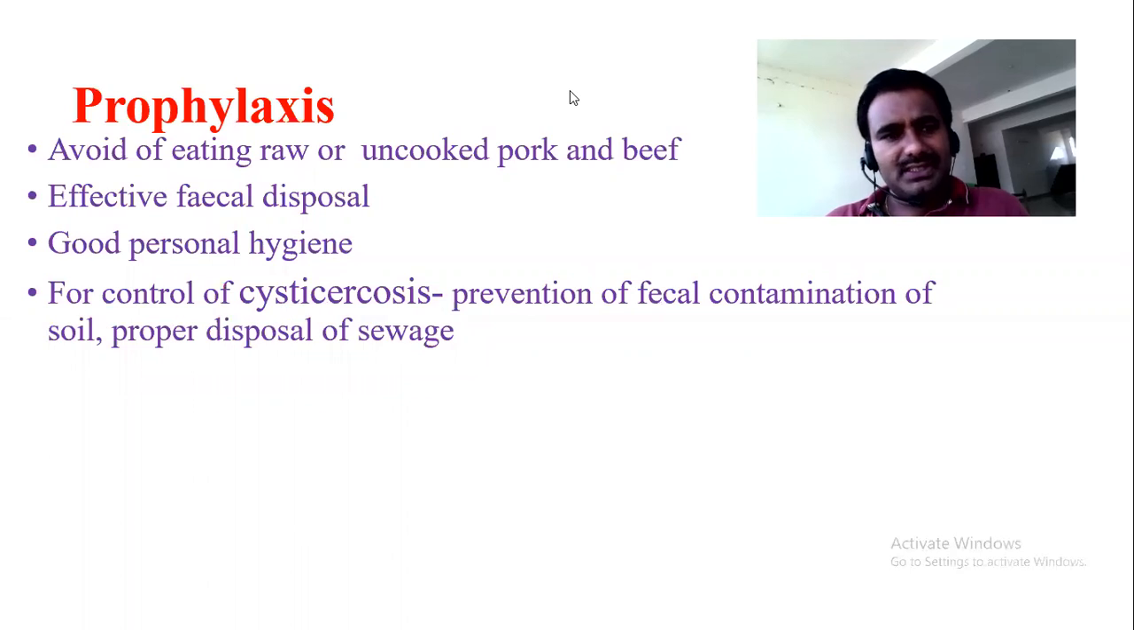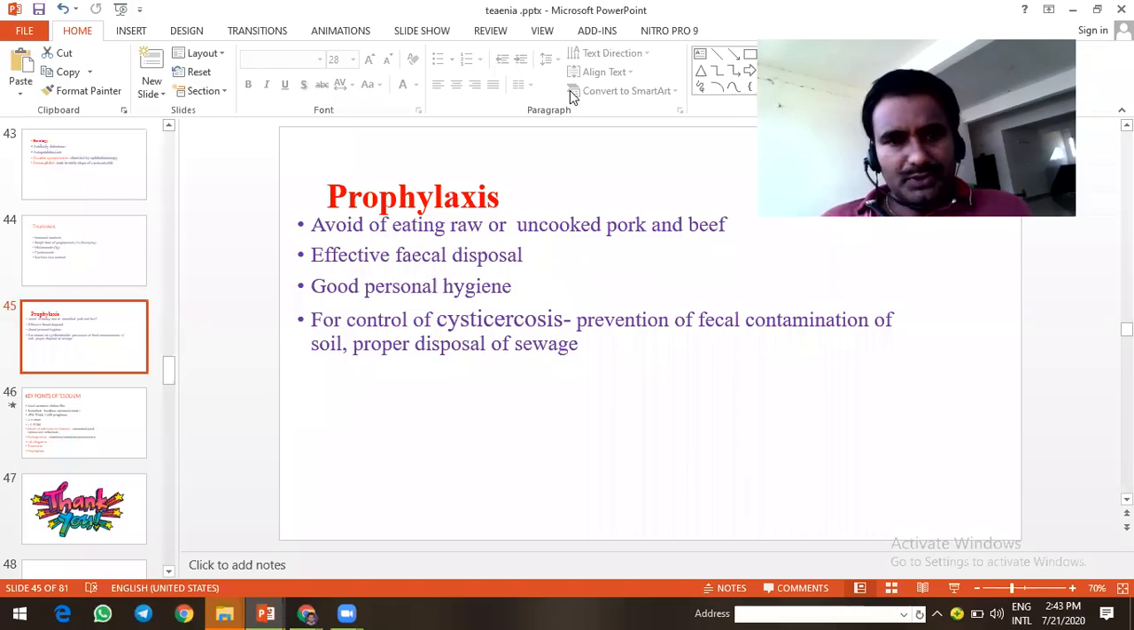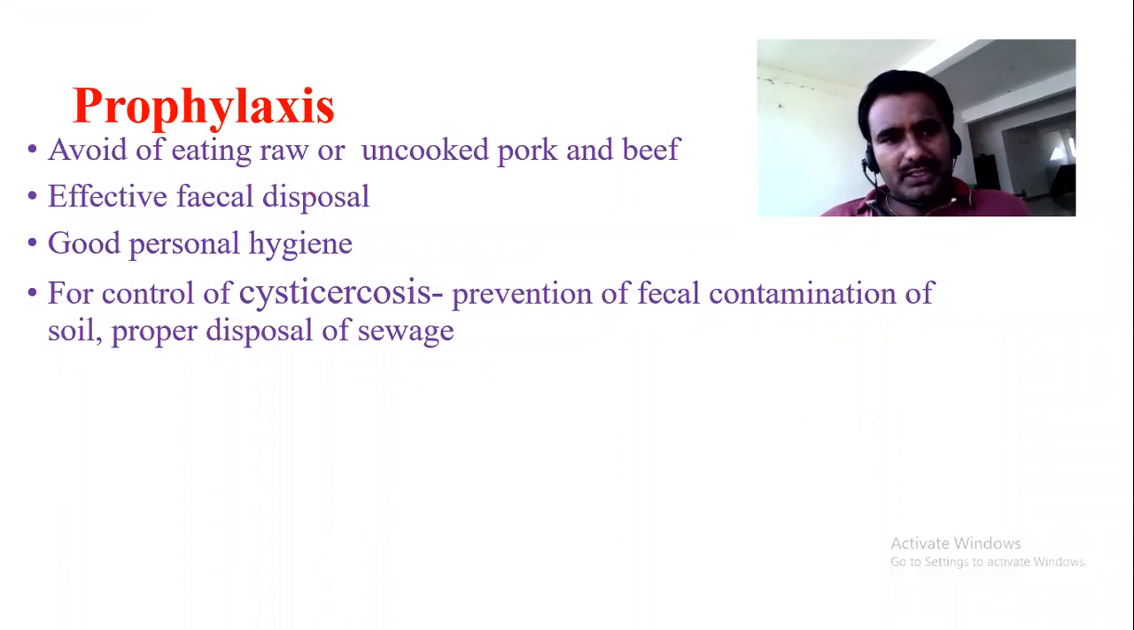So prophylaxis. Avoid eating raw or undercooked pork and beef. Effective fecal disposal and good personal hygiene for control of cysticercosis. That is prevention of fecal contamination of the soil and proper disposal of sewage.